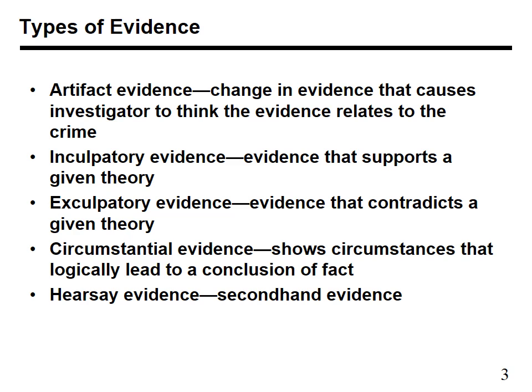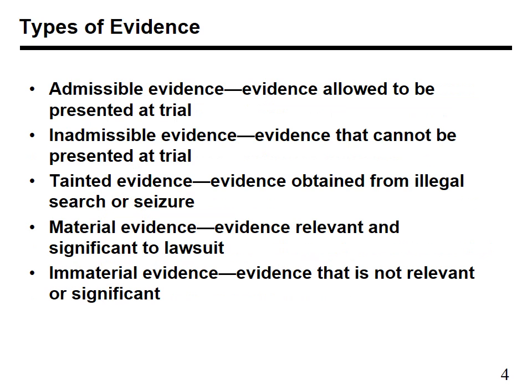So what types of evidence are there? There's lots and lots: artifact, inculpatory, exculpatory, circumstantial, hearsay. And the kind of evidence that we want is admissible evidence. This is evidence which is admissible in a courtroom. Some types of evidence are inadmissible, such as tainted evidence. Immaterial evidence is evidence that's not relevant in a lawsuit. Material evidence is evidence which is relevant in a lawsuit.